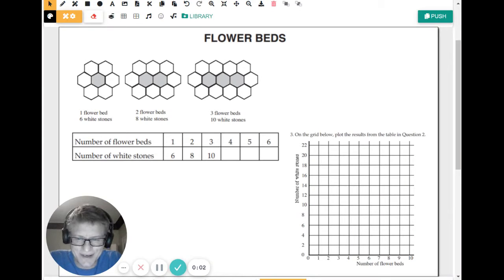Hey kids, welcome back. I wanted to talk to you about the Mars task for today. It's called flower beds, and it's another one of those problems where we have a pattern that grows, a pattern that changes, kind of by extension.